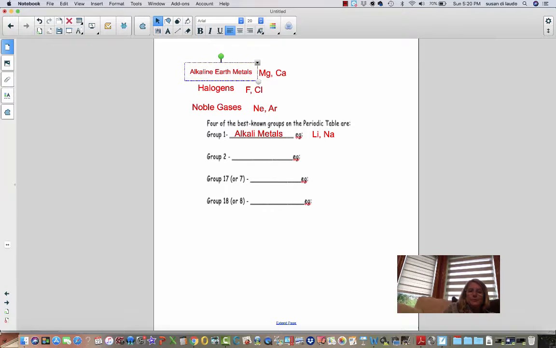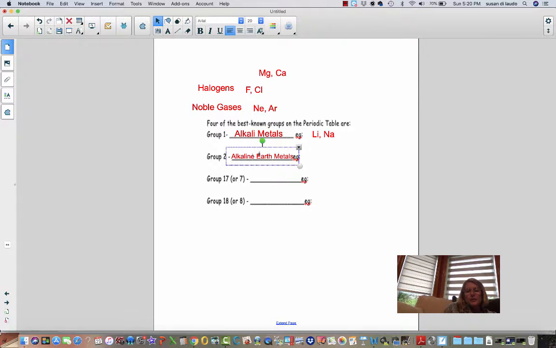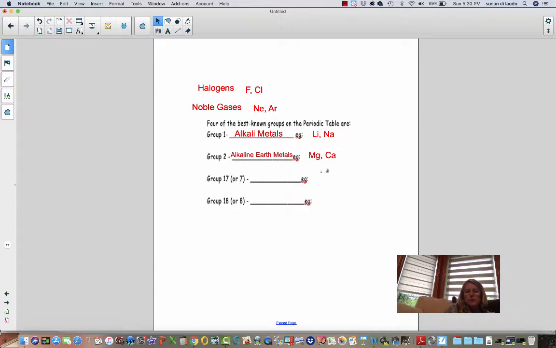The second group we call the alkaline earth metals. They're also metals, they're also reactive, but they're not as reactive as group 1. This would be your magnesium and calcium. We used those in reactions in grade 9. We mixed them with acids usually. You saw some smoke and some heat come off of those, some bubbles. So they are reactive, but they're not as reactive as group 1.